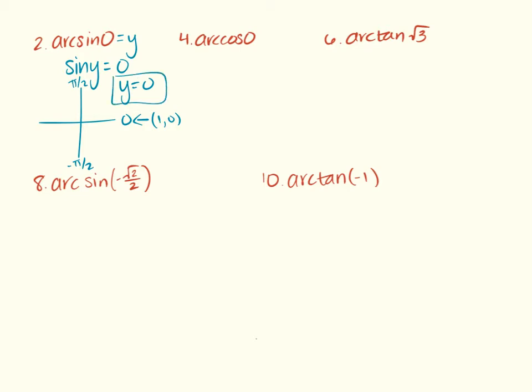For 4, we want arc cosine of 0. So again, we're going to set this equal to y. Cosine of y is equal to 0. So again, I'm going to draw. So we've got 0, pi over 2, and pi as our options. At 0, cosine is 1. At pi, cosine is negative 1. And at pi over 2, cosine is 0. So y is pi over 2.